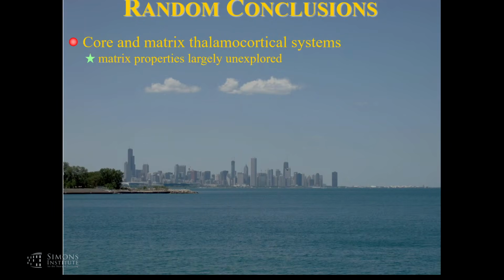So let me just go through these conclusions, and there will be some extra time for questions if people still have them. First, I talked about core and matrix thalamocortical systems. I'm bringing it up again, even though I don't have much to tell you about it. Just keep in mind that the matrix pathways do exist, and they're mysterious. We don't know much about them. And from a research point of view, for anybody who's interested, this is a really rich area to study.